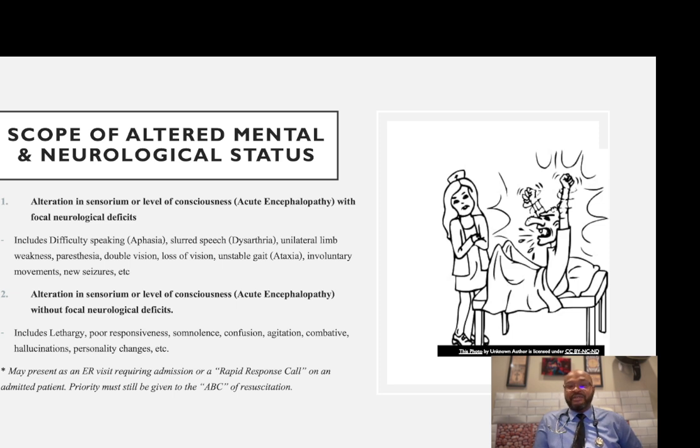And of course, altered mental status in the hospital involves an alteration in the sensorium or level of consciousness. We use acute encephalopathy a lot, sometimes with focal neurological deficits, sometimes without. People can have neurological deficits like difficulty speaking, slurred speech, unilateral limb weakness, paresthesias, double vision, gait instability, involuntary movement, seizures. And you can also have alteration in sensorium without deficits like lethargy, poor responsiveness, somnolence, confusion, agitation, combativeness, personality changes.